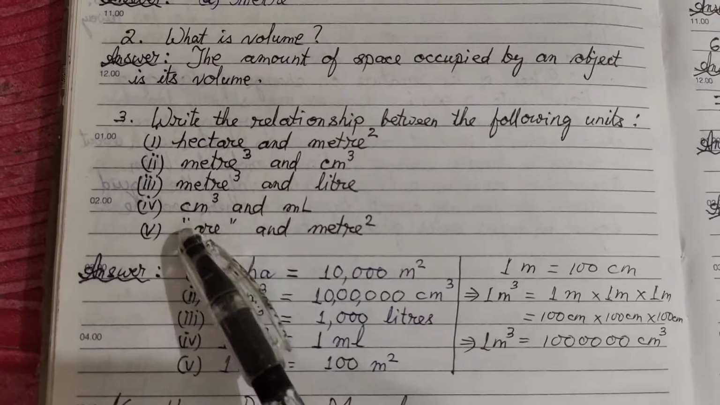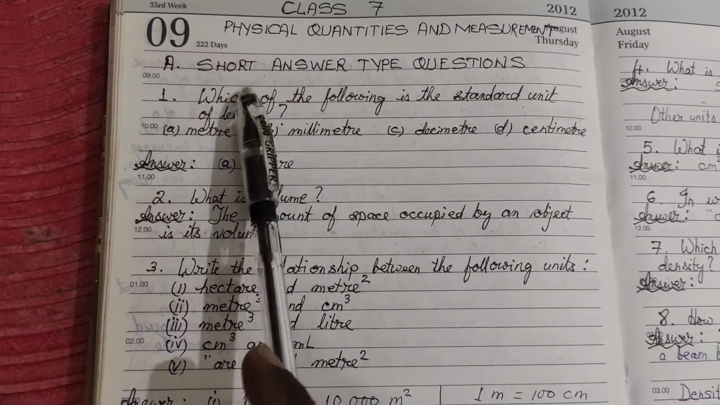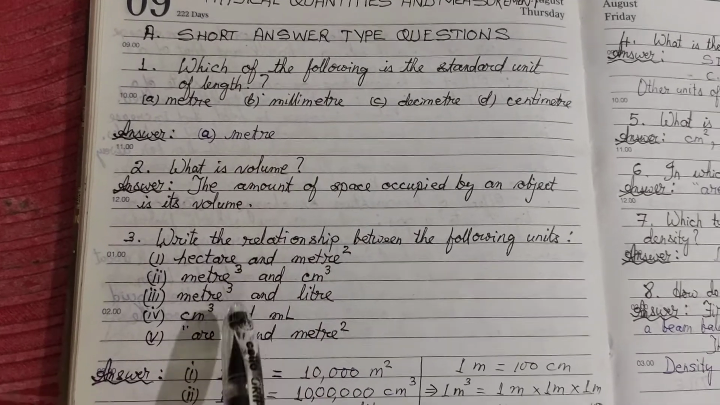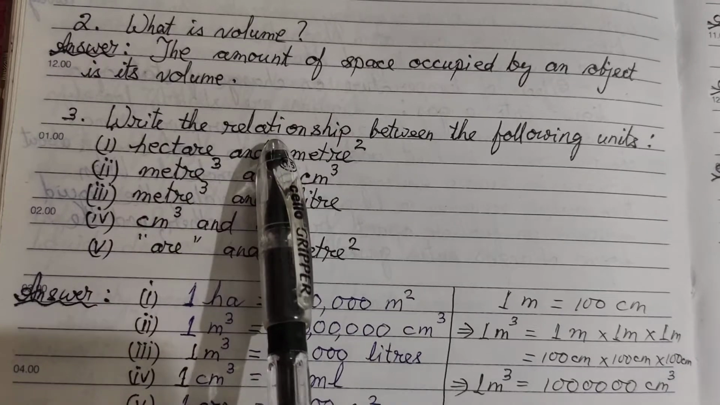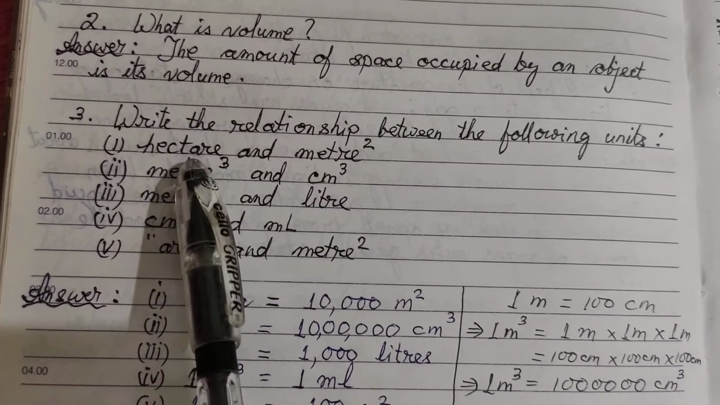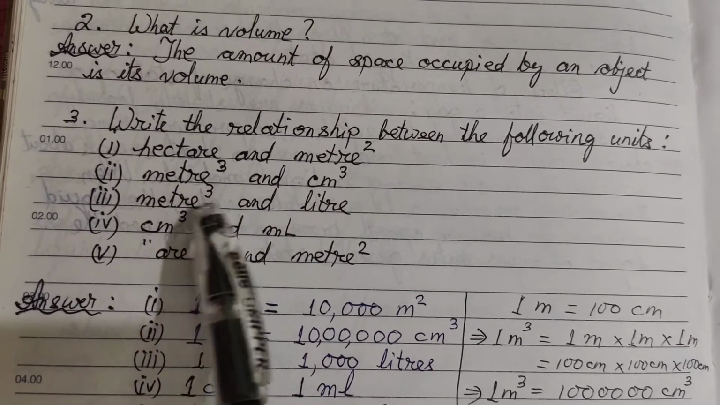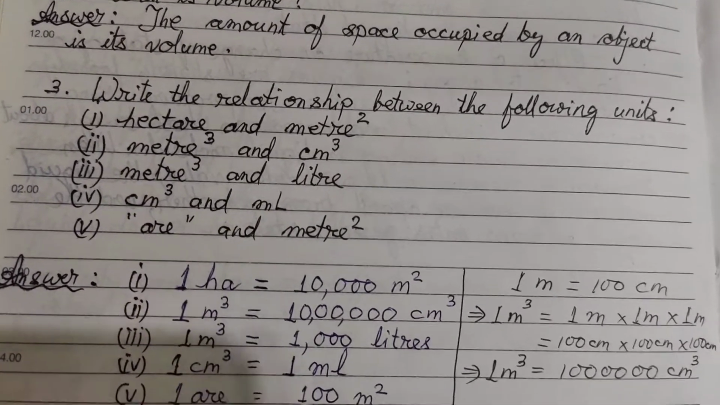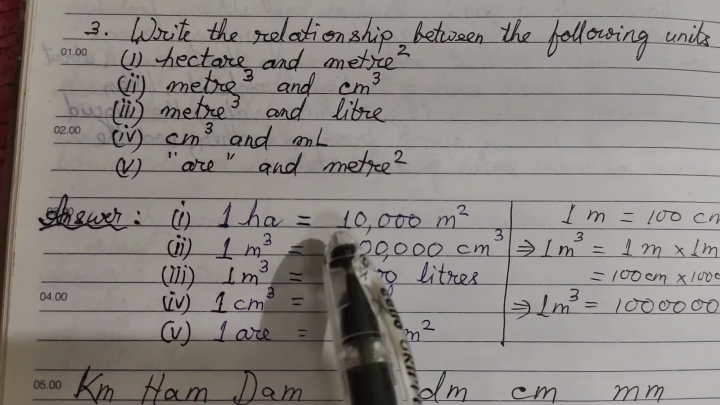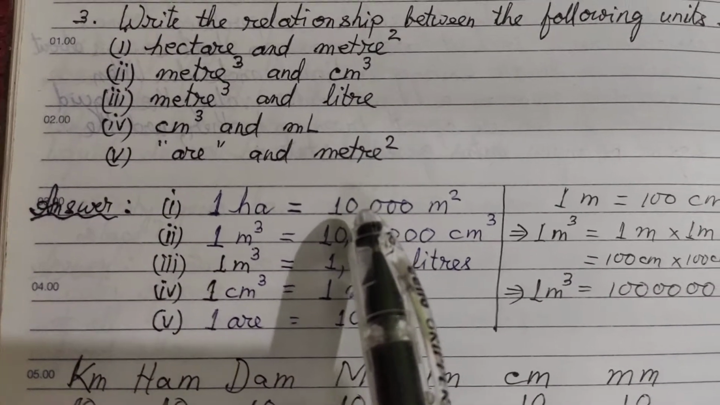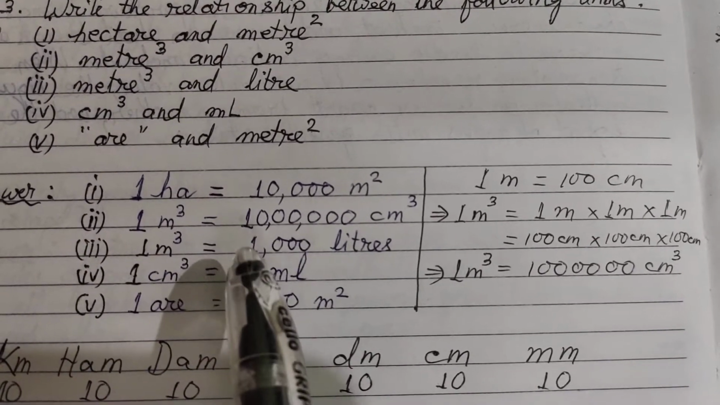Before I go into the numerical problems, I want to delve into short answer type question number 3. Here you have the relationship between a few units like hectare and meter square, meter cube and centimeter cube, meter cube and liter, and so on. Here already the answers I have given. You can see this same page is also available with you. I have uploaded this in the group. But the explanation now I am giving to you properly.